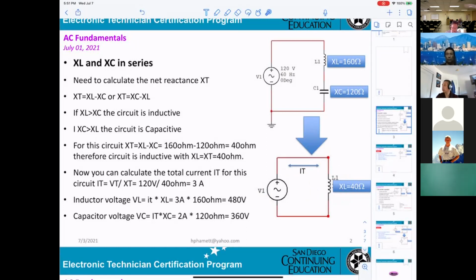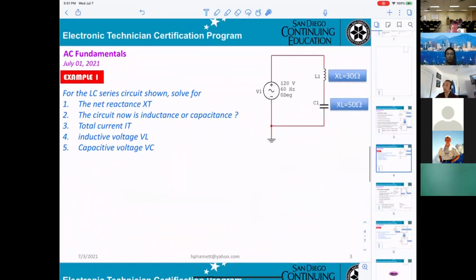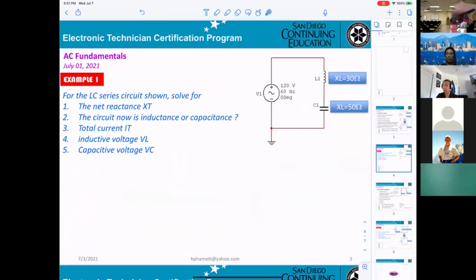And after you get the current I, you go back here. You can calculate the voltage for L1 and the voltage for C1. Okay, now quickly you tell me, doing the calculation, tell me what you get in here. You have to try to do it to make sure you understand it.